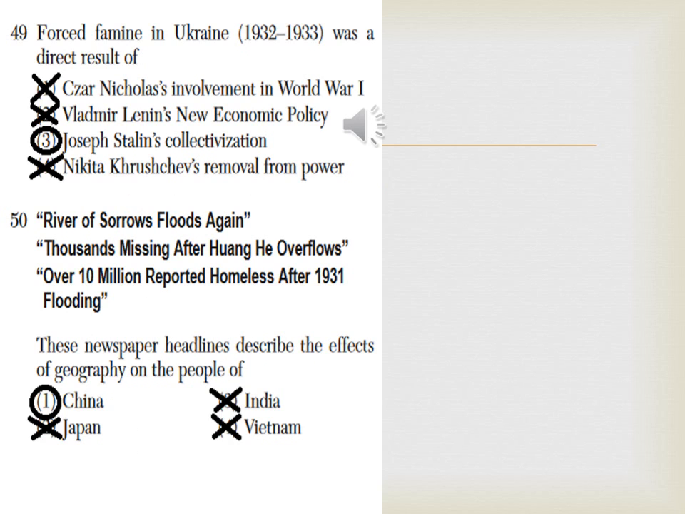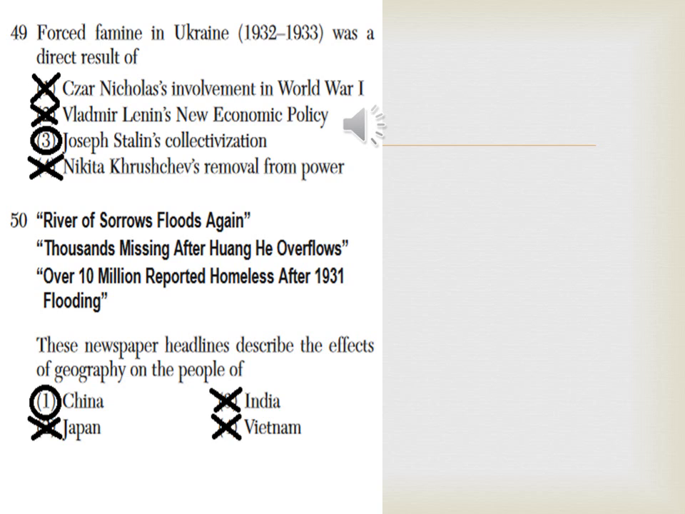Question number 49. Forced famine in Ukraine from 1932 through 1933 was a direct result of, is it 1, Tsar Nicholas's involvement in World War I? Absolutely not. Is it 2, Vladimir Lenin's New Economic Policy? The New Economic Policy was Lenin's policy of implementing elements of capitalism, but it has nothing to do with the forced famine in Ukraine. Is it 3, Joseph Stalin's collectivization? Absolutely right. He wanted to collect as much agriculture as possible, and it was planned, and the Soviet government didn't really care that much about the people in that region. So forced collectivization. And 4, Nikita Khrushchev's removal from power, has nothing to do with it.